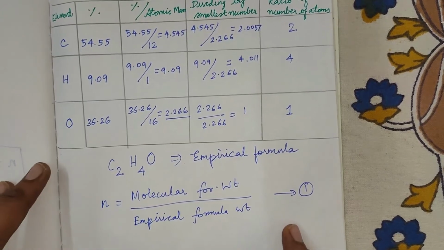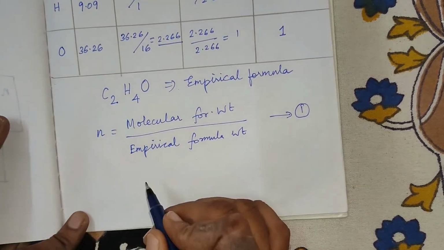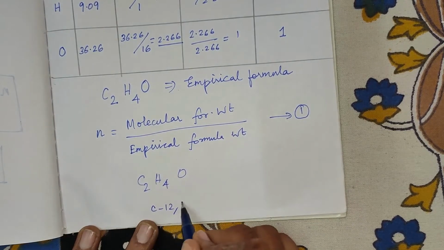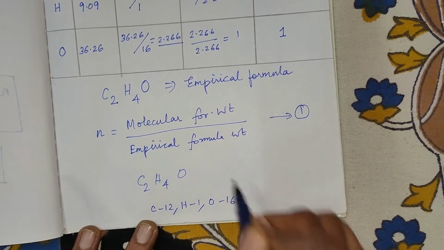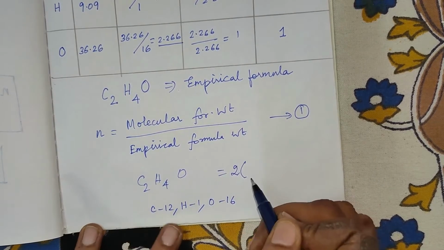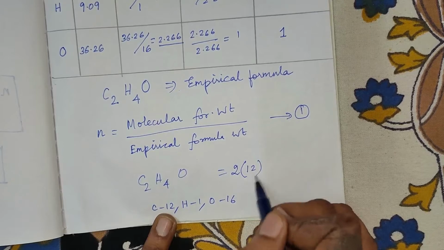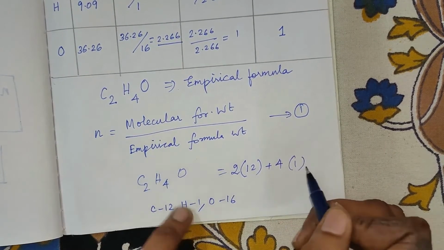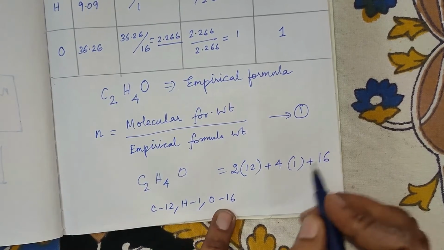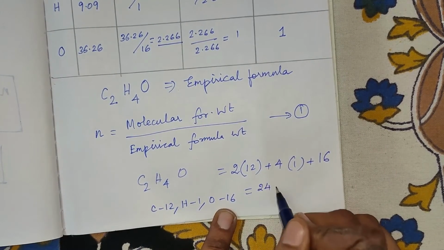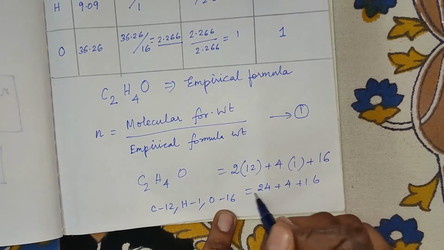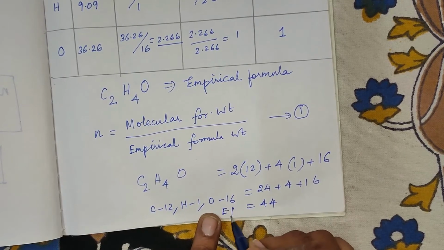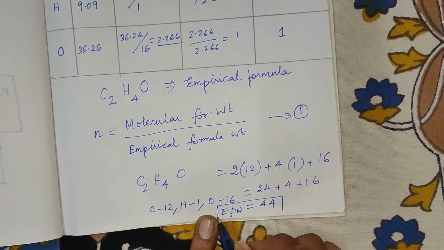Now I am going to calculate the empirical formula mass. C2H4O. For carbon it is 12, for hydrogen it is 1, for oxygen it is 16. Here you have 2 carbons, so 2 into 12, which is the mass of carbon. Here you have 4 hydrogens, 4 into 1, plus you have only 1 oxygen, so 16. So 2 into 12 is 24, plus 4 plus 16. So 20 plus 24, which is 44. So this is the empirical formula weight, which is 44.